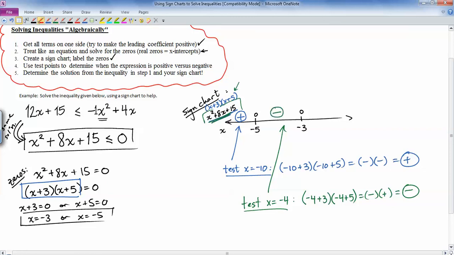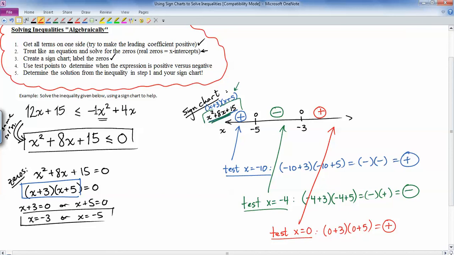Okay, we got one more here. So let's look at this one. So for that one, let's test, well, you can really test anything you want that's to the right of negative 3. Probably x equals 0 is an easy one to test. So if I plug in 0, I'm going to get 0 plus 3 times 0 plus 5. And that's definitely going to be a positive number there. So I get positives here.